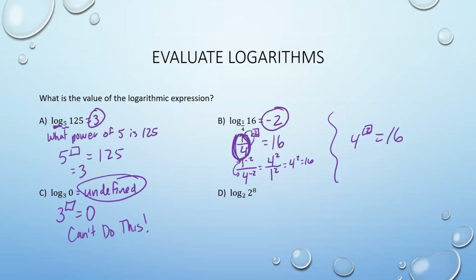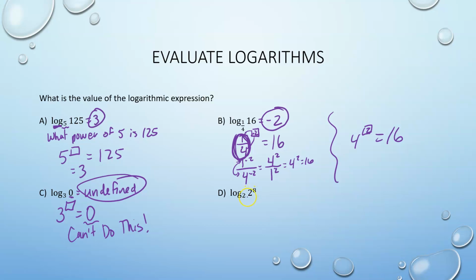Okay, now here's the reality. Anytime you're taking the log of 0, you're going to have some number to a power should equal 0. That's never possible. So just a little side note, anytime you try to take the log of 0, it's always going to be undefined. But we don't have to memorize that because we can just try to work it out and realize that it's not possible.